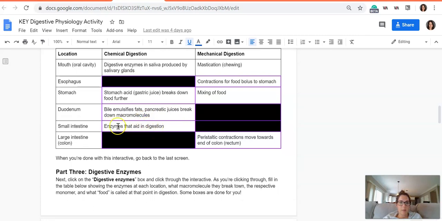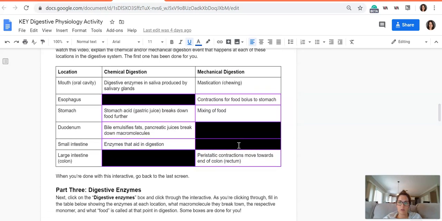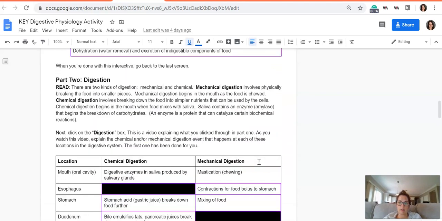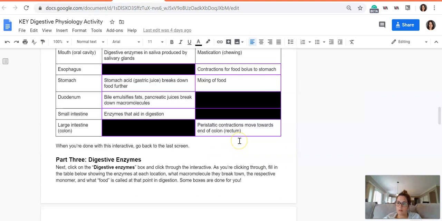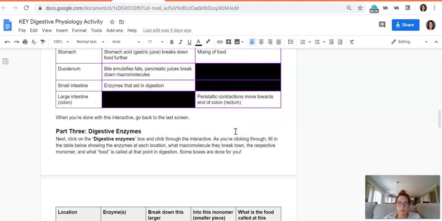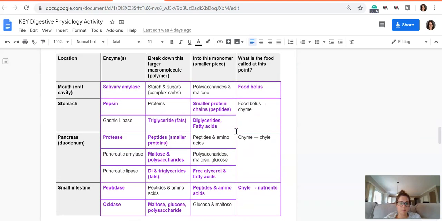Small intestine is chemical only. This is where enzymes that aid in digestion come into play. And then large intestine is mechanical only. The peristaltic contractions move food towards the end of your rectum. Then mass peristalsis, that's a fancy word for diarrhea. That's when all of the food in all of your colons is forcefully removed. Fun fact.